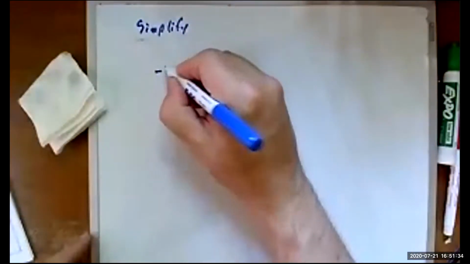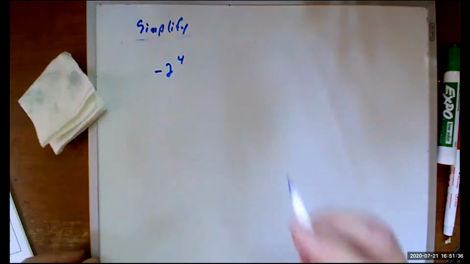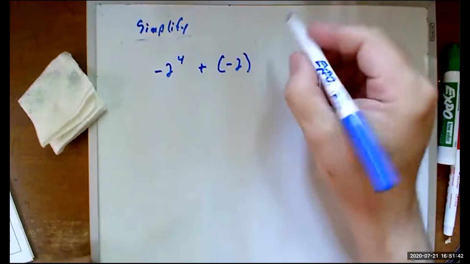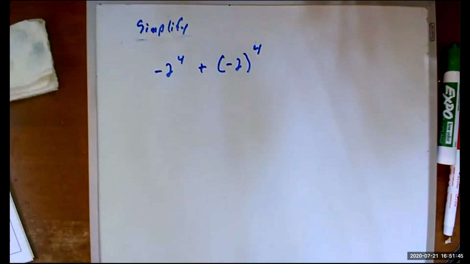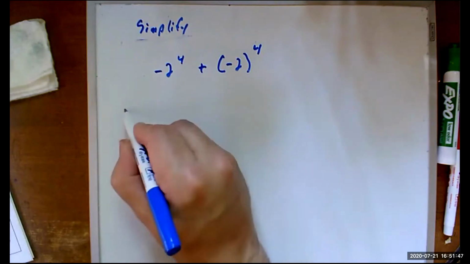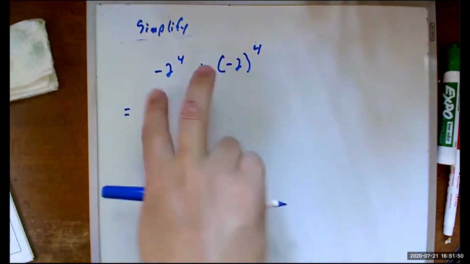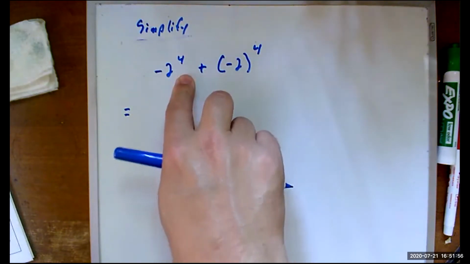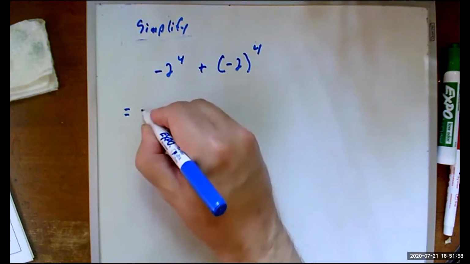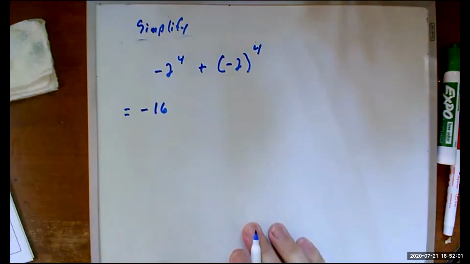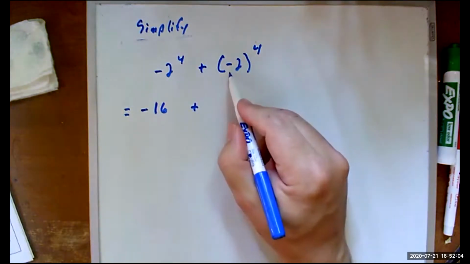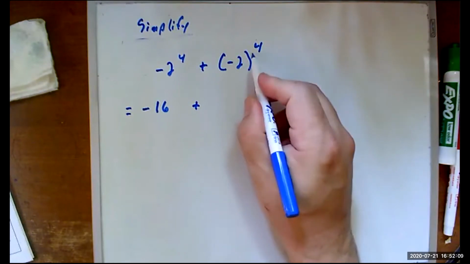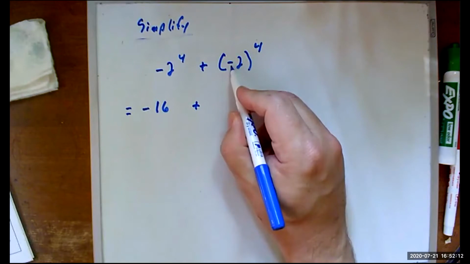Okay. Next question we're asked to simplify is negative 2 to the power of 4 plus the whole of negative 2 to the power of 4. I wanted to do this example really quickly just to reinforce the difference between these two things: something in brackets being raised to the power, something outside of brackets being raised to the power. 2 to the power of 4 is 16, so this first one becomes negative 16. Negative 2 to the power of 4 is also going to be 16, and because I have an even number of powers, my negatives are going to disappear.